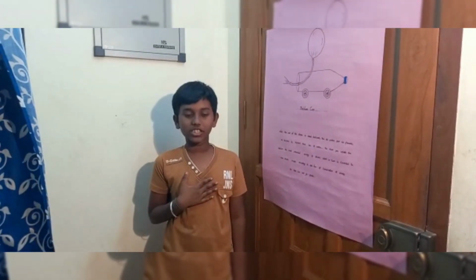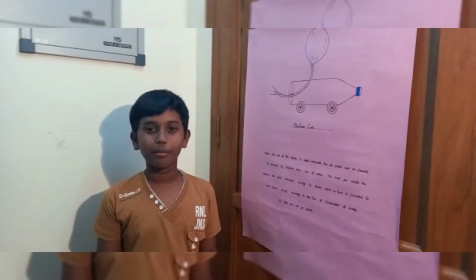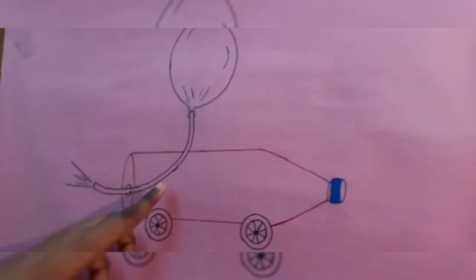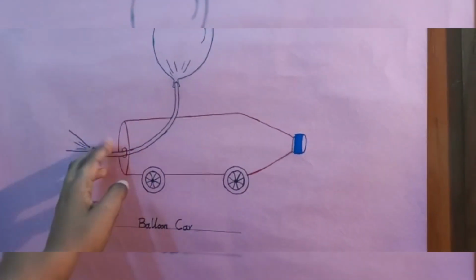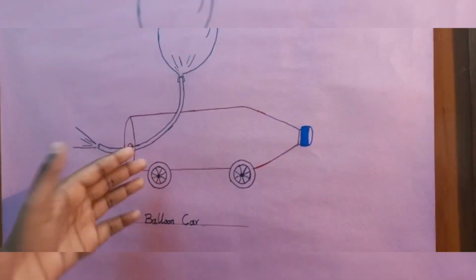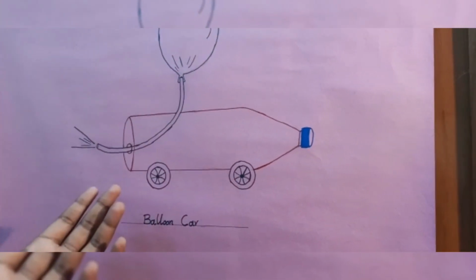My name is Rajeshwari. I am studying in 6th grade. I am going to talk about a balloon car. When the end of the straw is aimed backward, the air pushes your car forward. That is described by Newton's third law of motion.